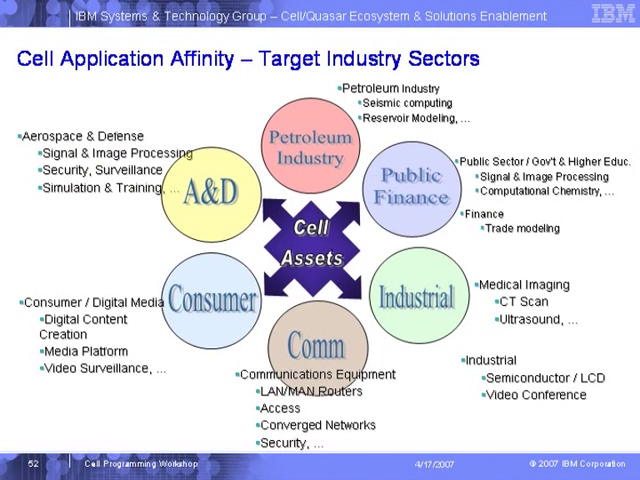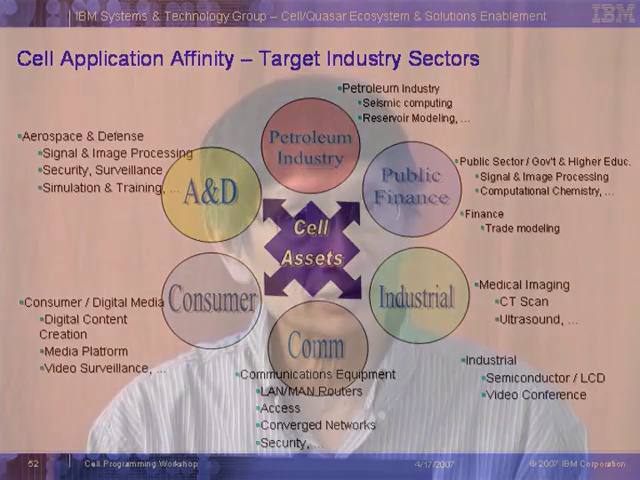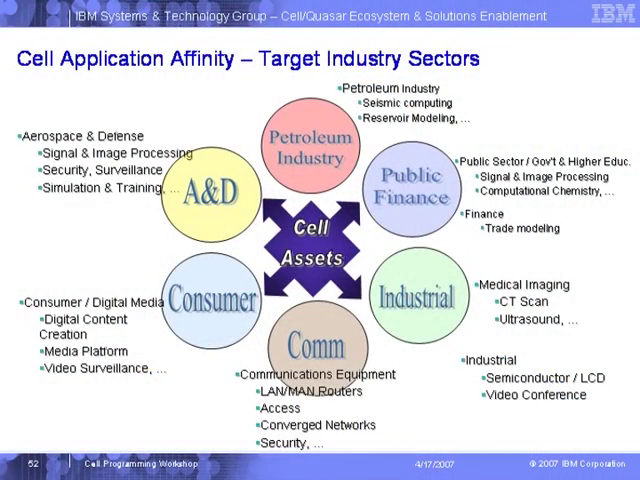And here are different targets in our industry. We look at A&D, aerospace and defense. We look at the petroleum industry, seismic data processing, public sector and finance, FSS, industrial, semiconductor, LCD, medical imaging, key application areas for the Cell Broadband Engine. Communications, consumer, digital content creation, media platform, video surveillance are some very key applications. When you port those applications to the Cell, you would see a tremendous jump in performance.